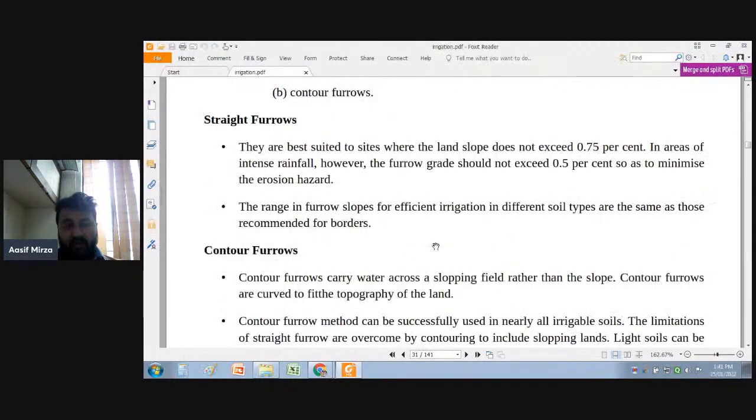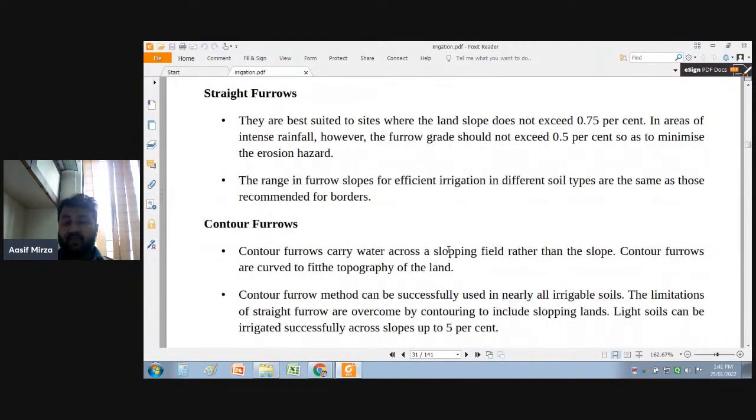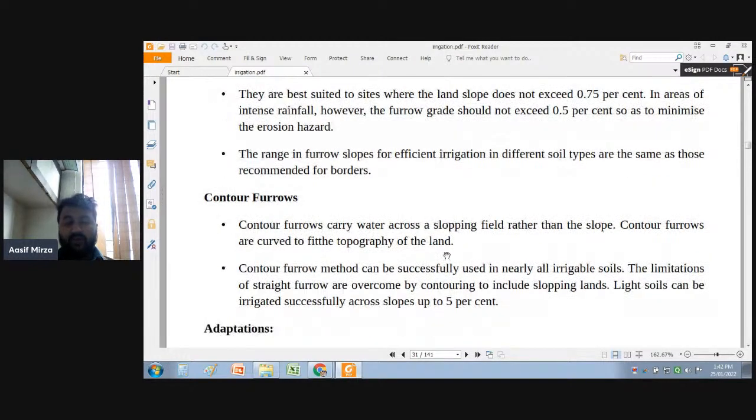borders. Now, contour furrows. These contour furrows carry water across a sloping field rather than down the slope. Contour furrows are curved to fit the topography of the land. Now, the contour furrow method can be successfully used in nearly all irrigable soils. The limitations of straight furrows are overcome by contouring the sloping lands. Light soil can be irrigated successfully across slopes up to 5%.